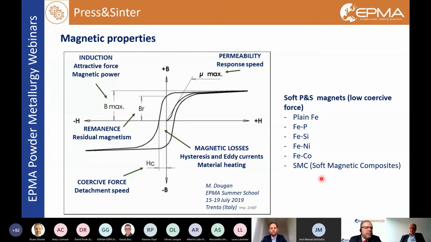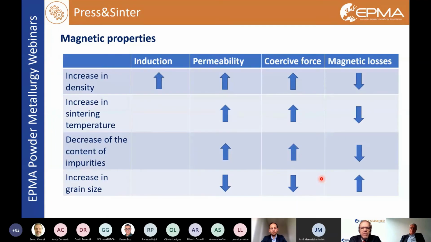Just to give you a synthetic overview on the magnetic properties, we may say that density affects all the properties I mentioned. On increasing density, we have an increase in induction, in permeability, in the coercive force, but a decrease in magnetic losses. The sintering temperature, with its effect on the pore morphology, increases permeability and coercive force, and decreases the magnetic losses.